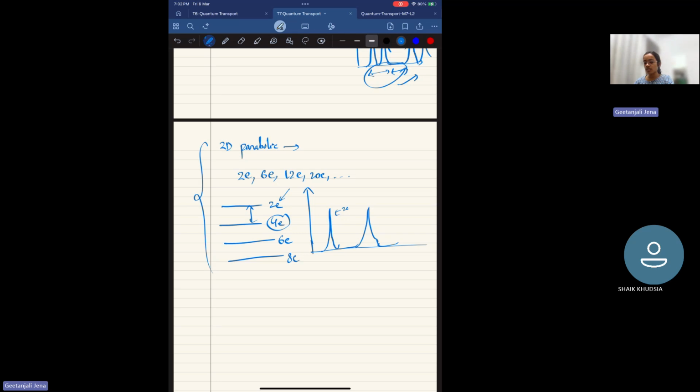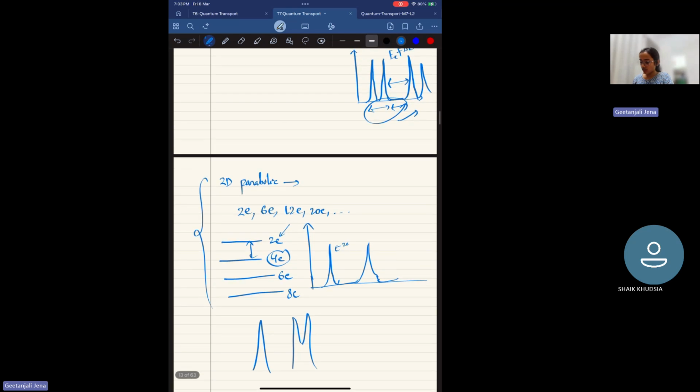We have also seen the effect of a magnetic field. If we apply a magnetic field, the spin state will split. So instead of a single peak, we will have a split peak, each corresponding to a spin state. Okay. And what else? I think this is all.